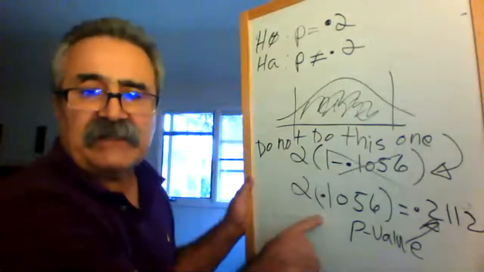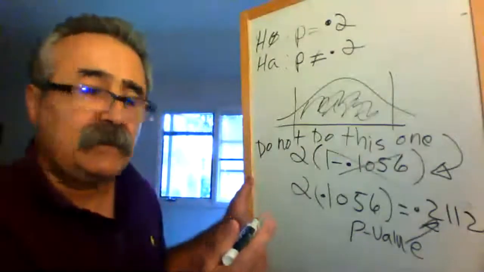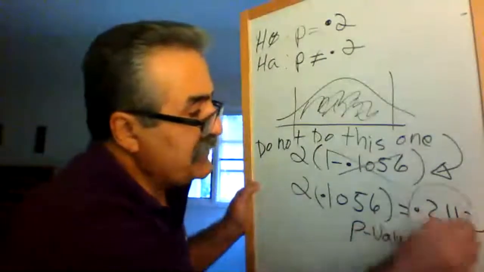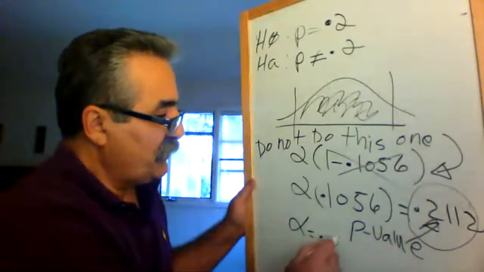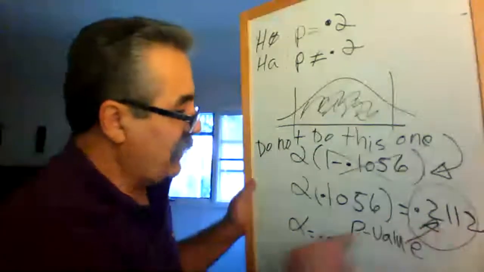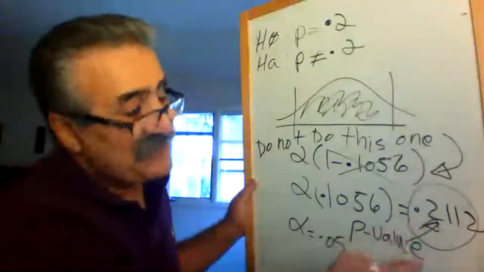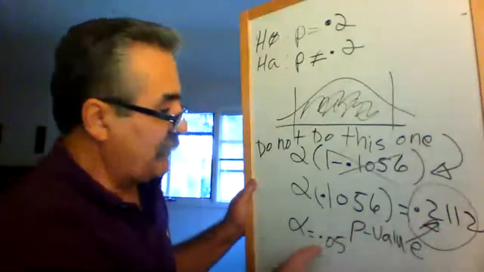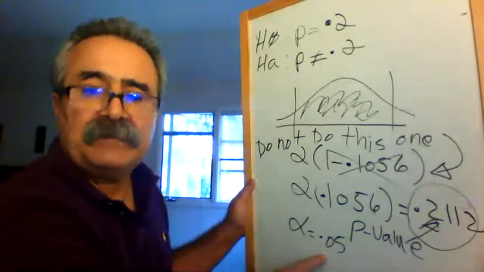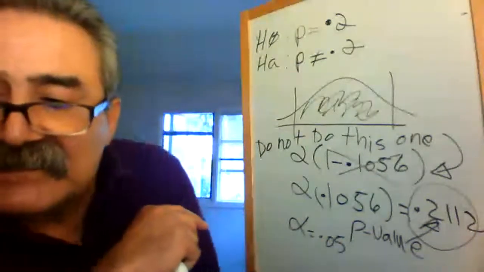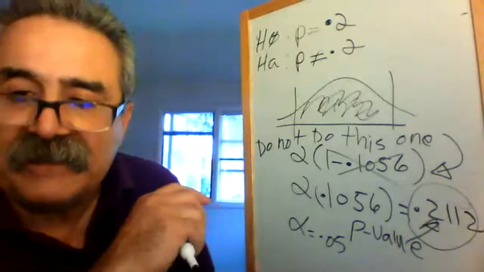This is the way that you calculate the p-value for two-tail. And then you compare this against your alpha. Let's say alpha is equal to 0.05. Then you compare this against this. And now in this case, because this is greater than the alpha, you do not reject the H0. All right?